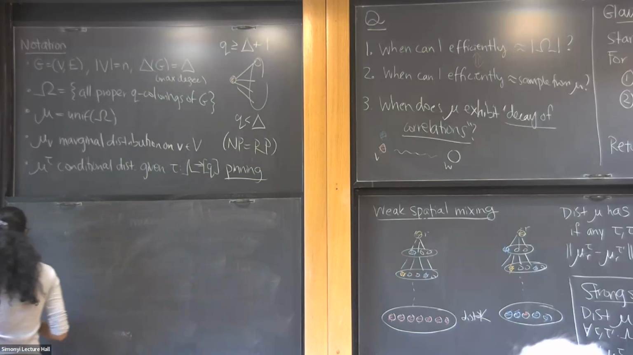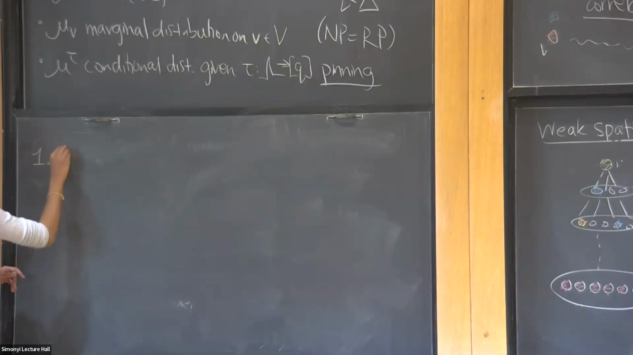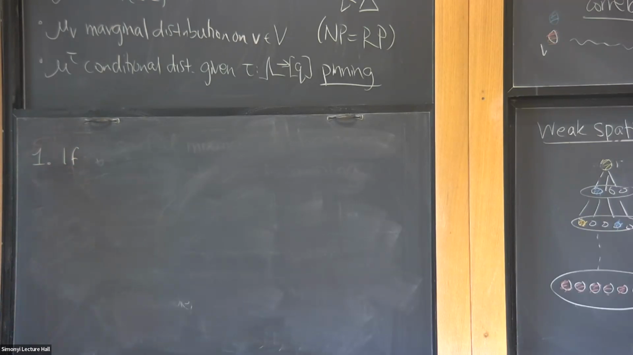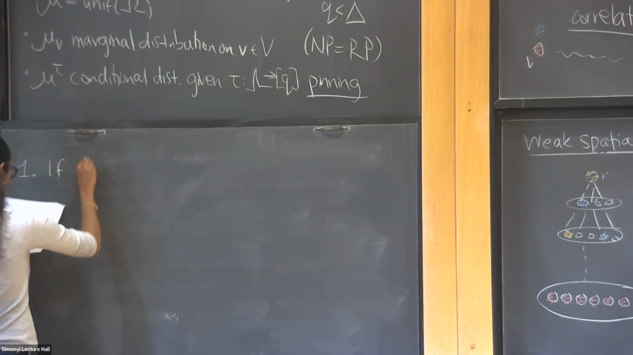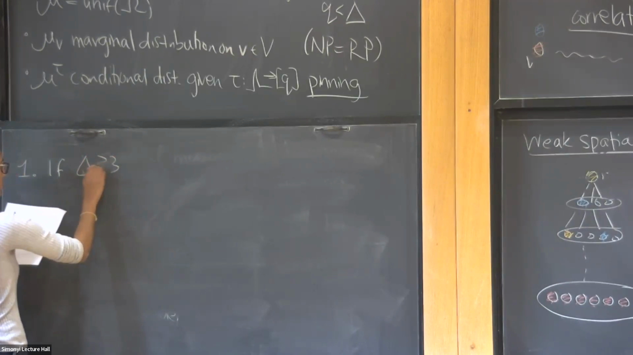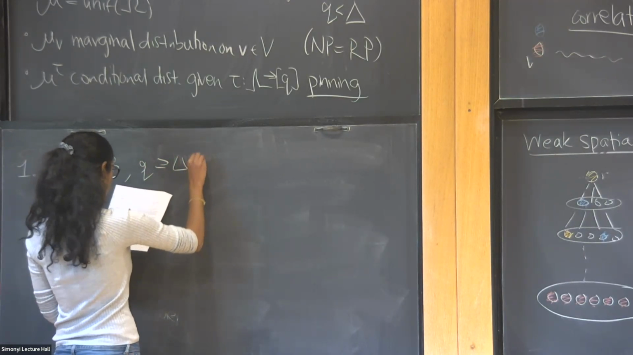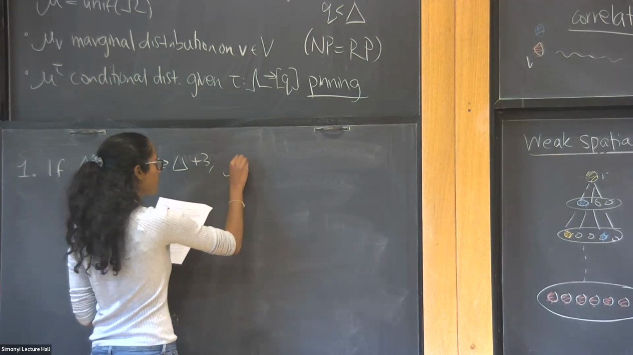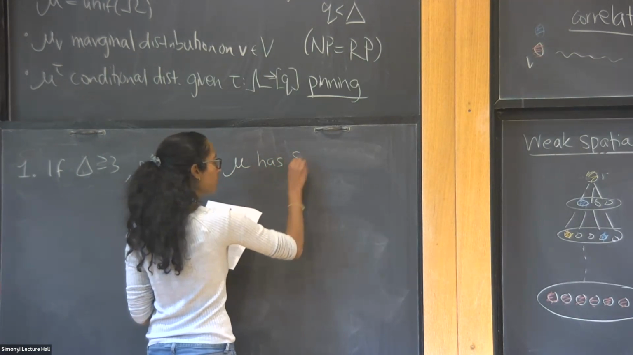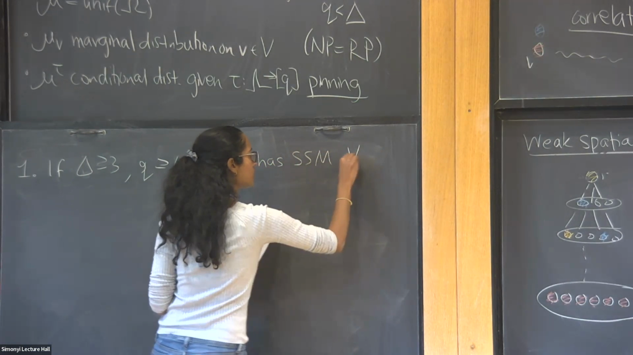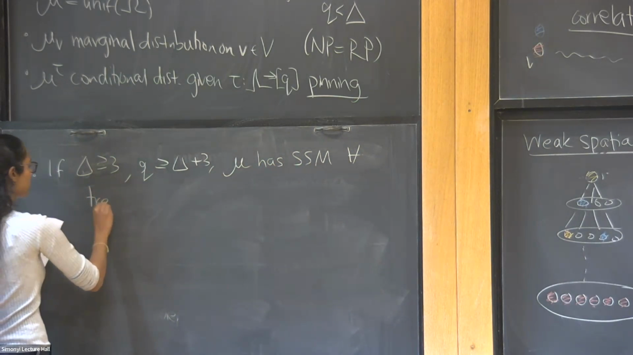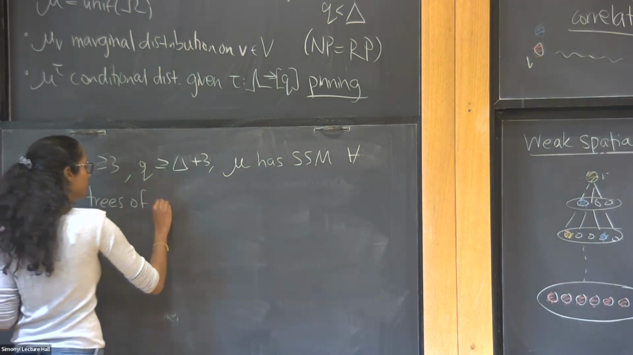Our first main result is that if we have delta at least 3, delta at least 2 is known for other reasons, and Q at least delta plus 3, then the uniform distribution has SSM for all trees of max degree delta. So this is essentially resolving conjecture 2.